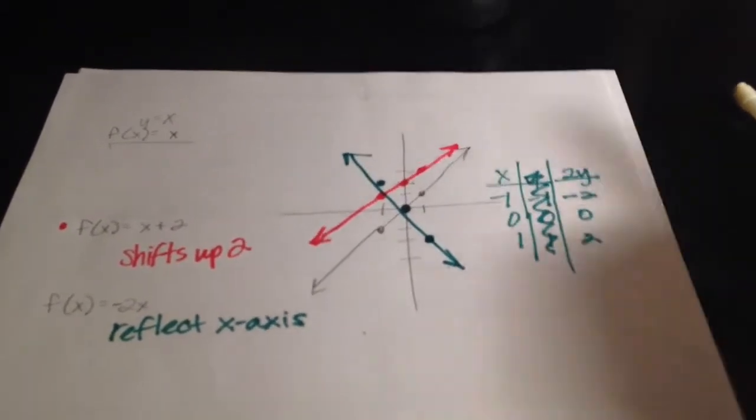All right, so there's 3 examples using linear. Now, let's try one with quadratic.